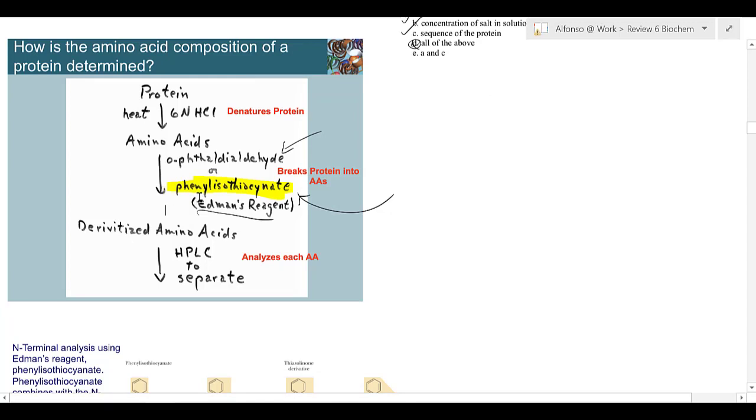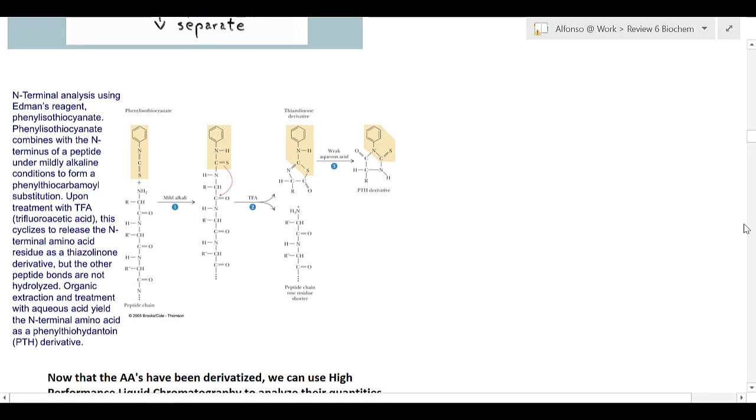Yes. What's the difference between the first one and second one? How do they cleave? So the question is, what's the difference between ortho something dialdehyde and phenylisothiocyanate, or Edman's reagent? Well, Edman's reagent reacts by interacting with the N-terminus of a polypeptide, whereas with ortho something dialdehyde, I'm not too sure. I didn't see it on your PowerPoint slides. But this is how Edman's reagent works.